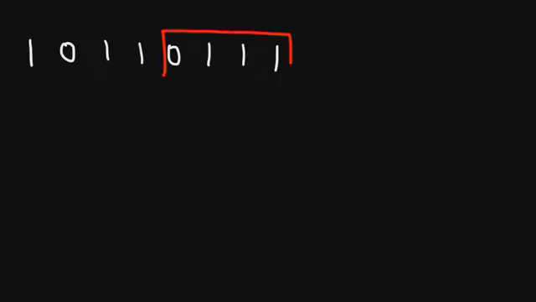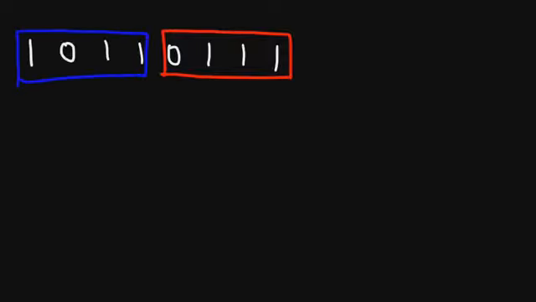In this video, we're going to talk about how to convert a binary number into a hexadecimal number. So let's start with this example. Let's say we have the binary number 10110111. How can we convert this into a hexadecimal number? The first thing you want to do is separate the binary number into groups of 4. So this is the first group of 4, and this is the second group of 4.